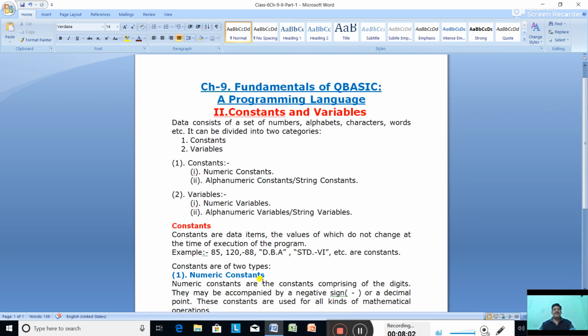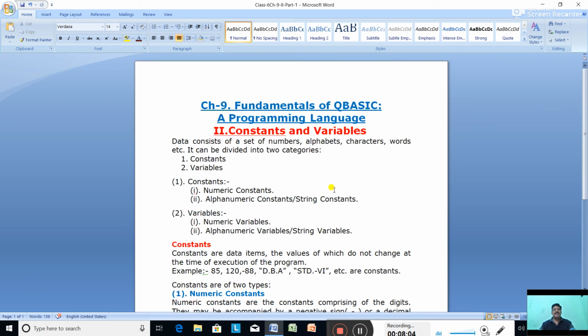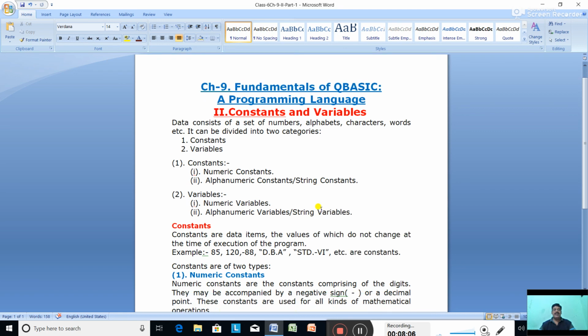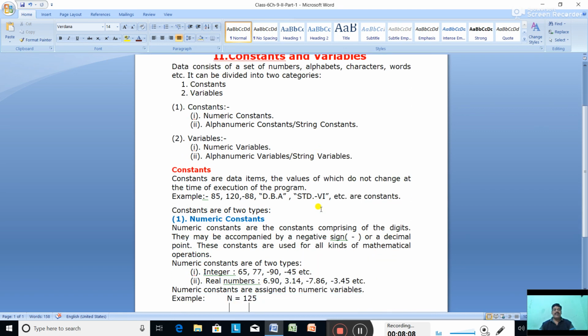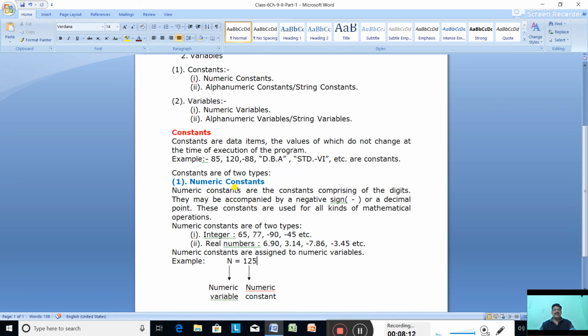So in today's class, we started constants and variables, and we have discussed what is data, what is constant, what is variable. There are two types of constants and variables, and we discussed numeric constants. So please write and learn all these topics.